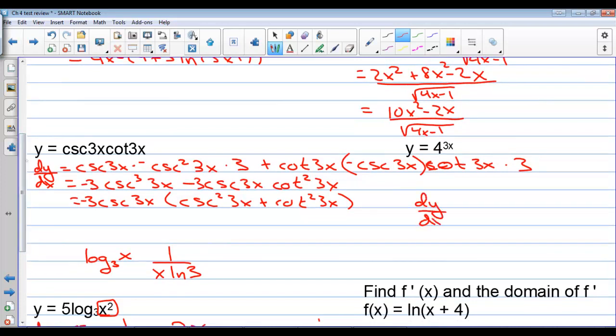This one goes very quick. dy dx is equal to 4 to the 3x times the natural log of 4. So that's just the derivative of really just 4 to the x, except you got the 3, and then times 3. And I guess the one thing I could mention here is don't make that 12 to the 3x. That makes no sense whatsoever. So you can't multiply those. Thanks for letting me know. So there's your derivative of just an exponential function.